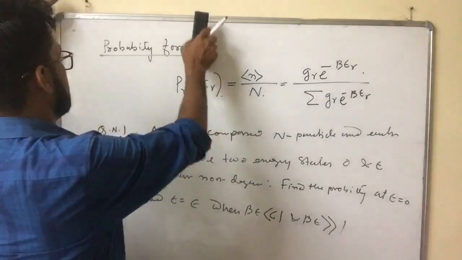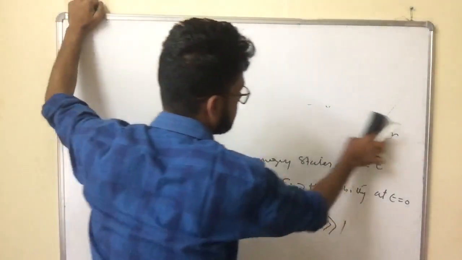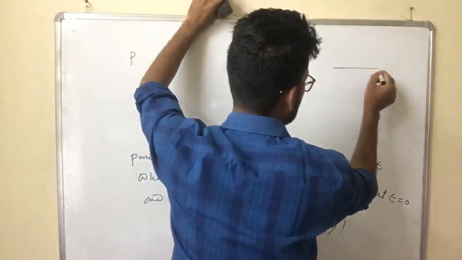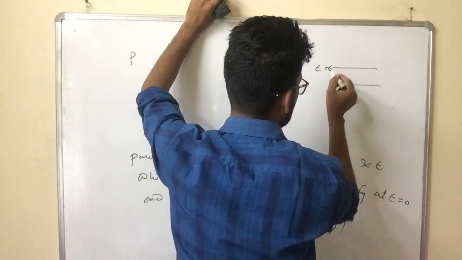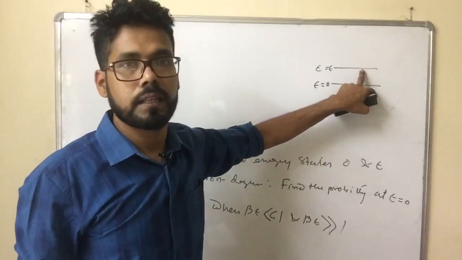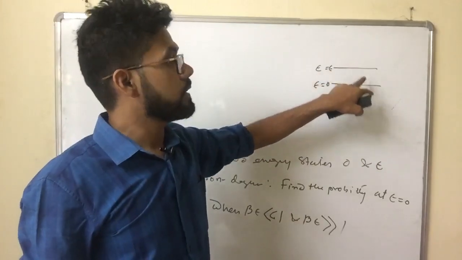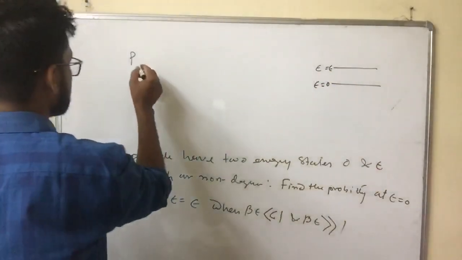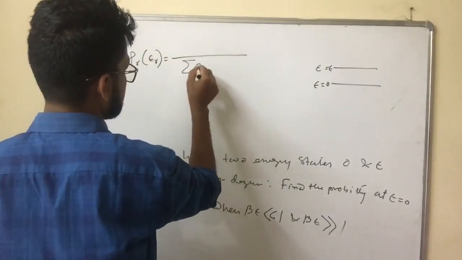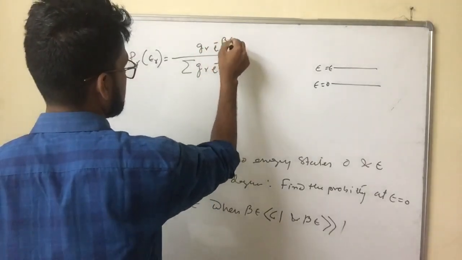So what we have to understand: the system is composed of n particles. So what is the formula? First of all, we are going to consider two energy states. Each particle has two energies, E equal to E and E equal to 0. Particles can stay at this energy level and this energy level. Now, what is the question? Find the probability of a particle occupying this level and this level. So this is the formula: g_r e to the power minus beta E_r, divided by the sum of g_r e to the power minus beta E_r.